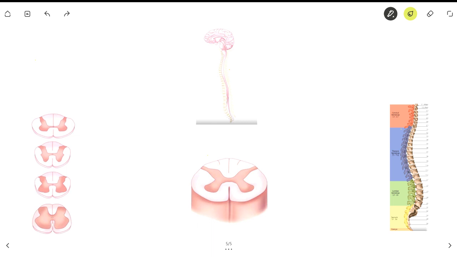In this video, we'll be talking about the basics of the spinal cord. This is the first video of a two-part series, so stay tuned for part 2 of this video. Anyways, in this video, I'll be talking about the basic structure of the spinal cord, its function, and its blood supply.